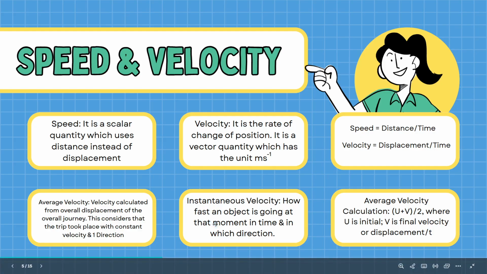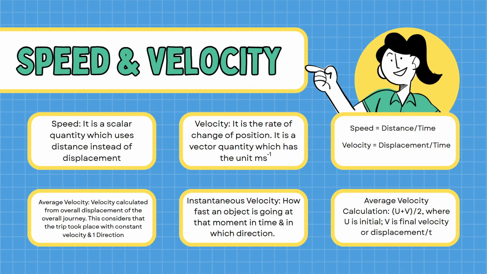On the other hand, instantaneous velocity is how fast an object is going at that moment in time and in which direction. So direction matters here and the moment in time matters here. I'll be better showcasing it to you in the next slide. I have a graph made for this exact reason.